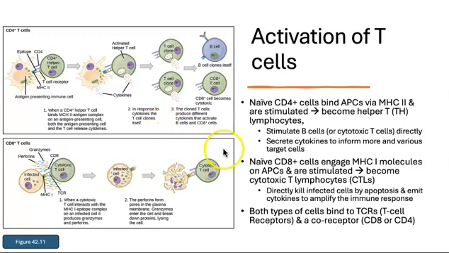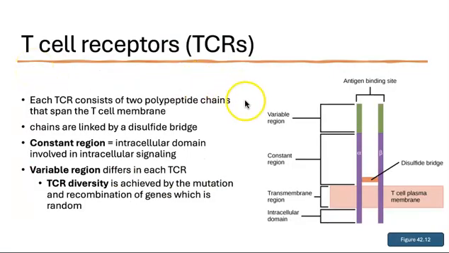Now, both of these types of T cells are binding to T cell receptors and the co-receptor. In this case, that co-receptor was CD8. In this case, it was CD4. Let's talk more about those T cell receptors. We'll see that each one will consist of two polypeptide chains that will span the T cell membrane, the plasma membrane that surrounds the cell, and it's bridged by a disulfide bond right over here.